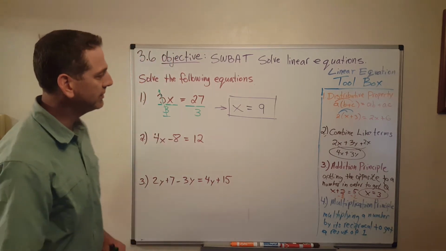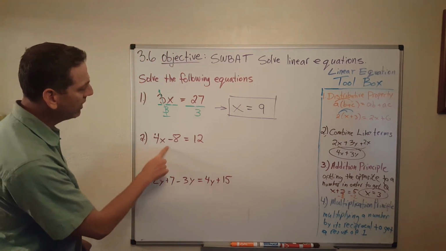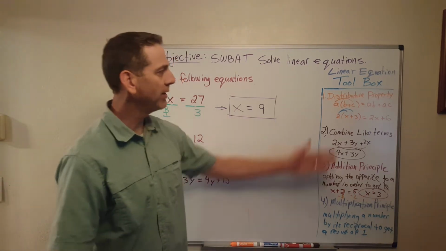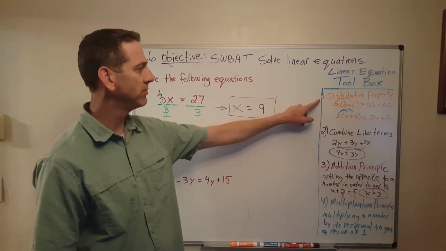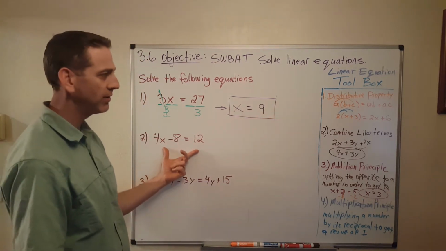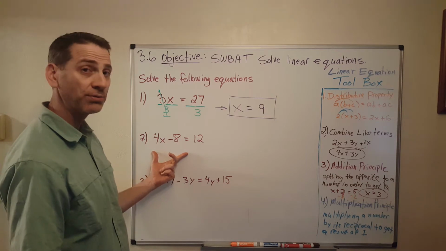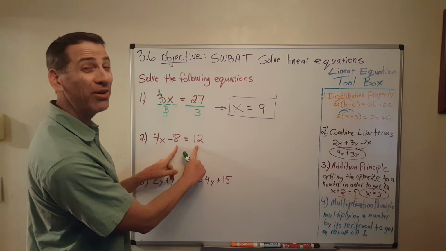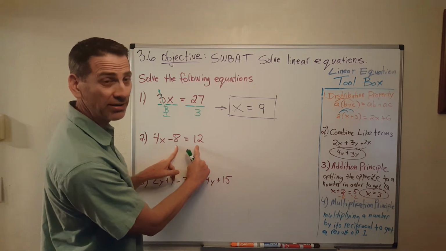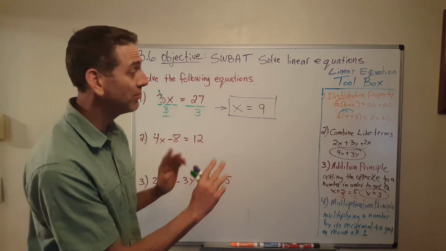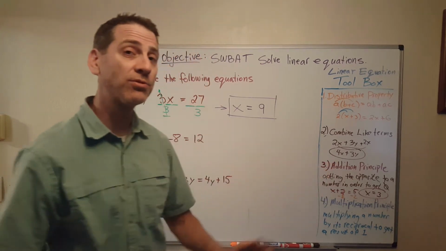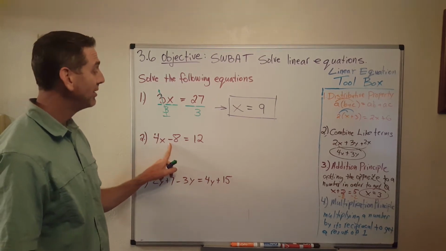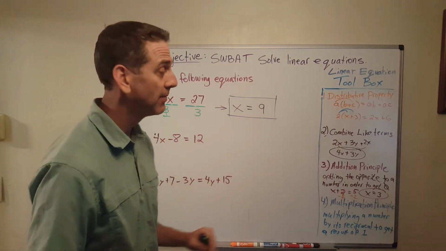All right, so number 2, I have 4x minus 8 equals 12. All right, I look at my steps. I don't have any distribution. I don't have any parentheses there, right? Do I have any like terms? Well, you might say, well, these two are alike, but they're not on the same side of the equal sign, right? So they're not like terms. Do I have any adding or subtracting? I do have subtracting, don't I? So I need to take care of that first.